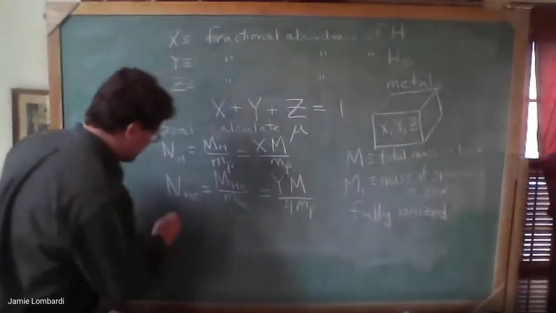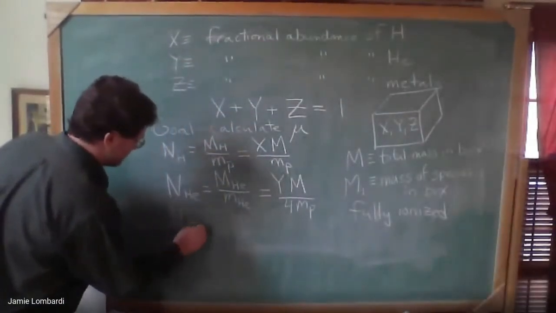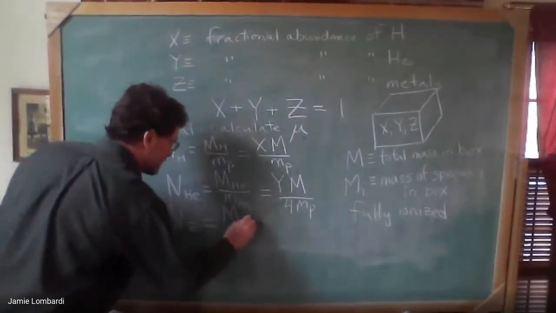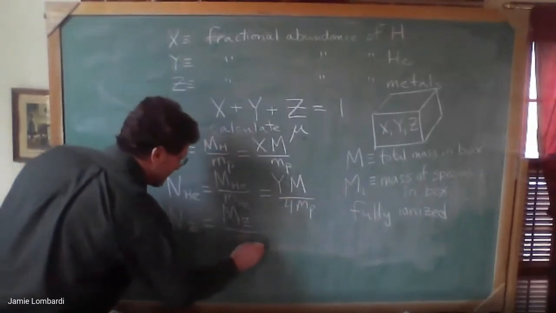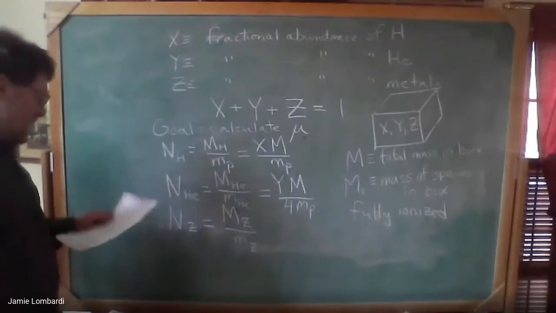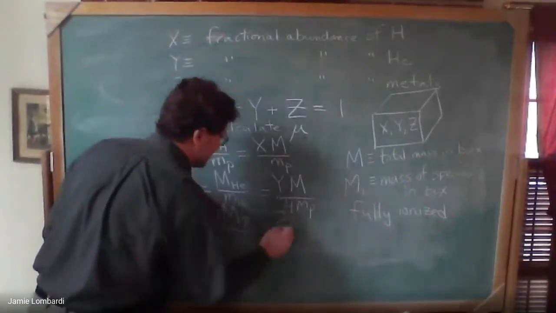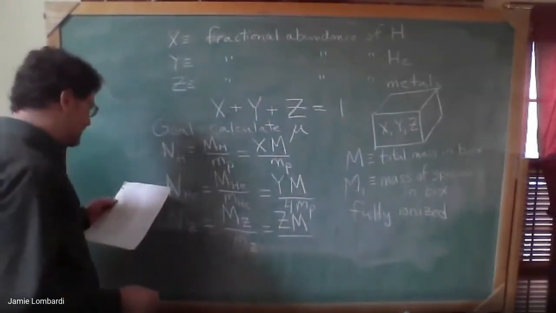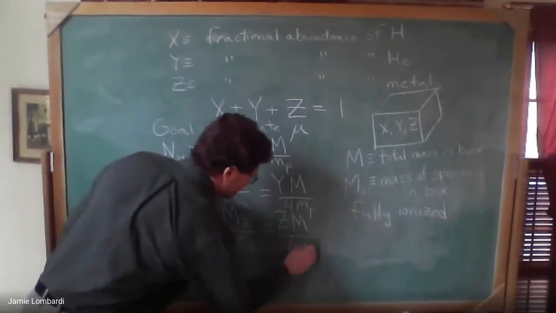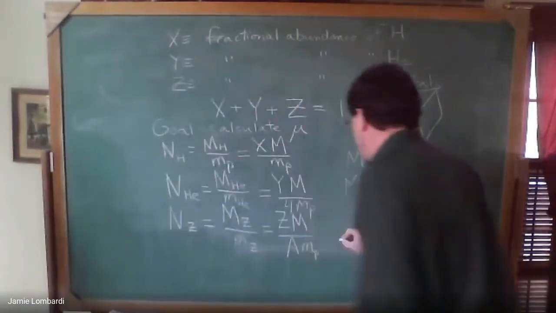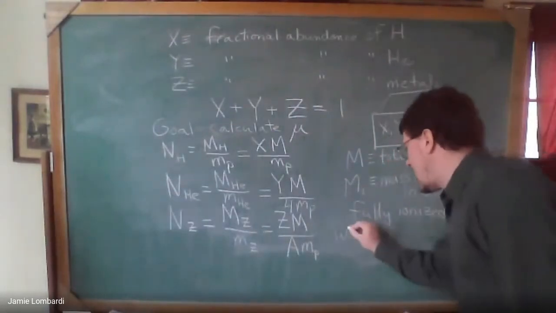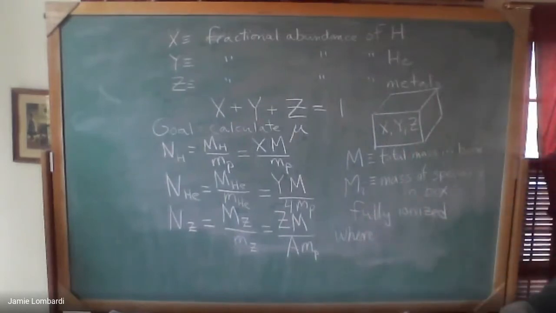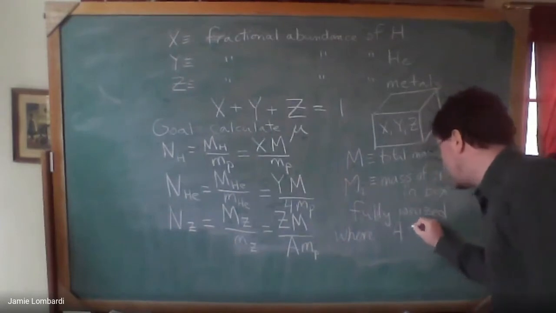And then finally, well, not quite finally, because we have to think about electrons. The number of metals is the mass of metals divided by the mass of a metal nucleus. And so the numerator is Z times capital M, and the denominator is A times m sub p, where A is the atomic mass number. And yes, it's true that you could have a mixture of many different metals. You could have oxygen and nitrogen and carbon among many other things.